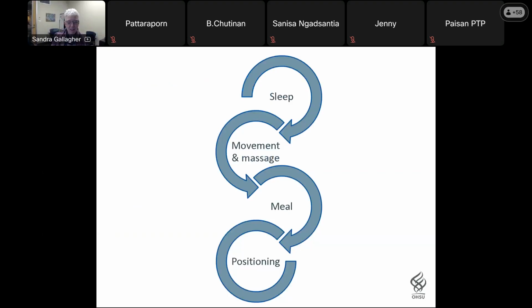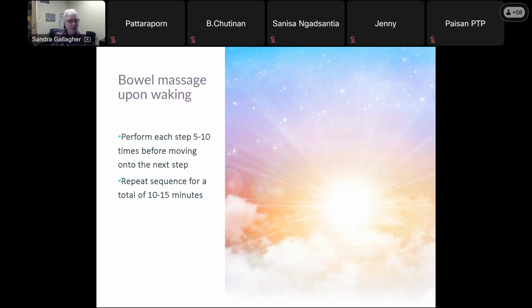So generally, although bowel massage can be helpful at any time of the day, if people typically have their bowel movement in the morning, doing the bowel massage when people wake up is a good time to do it. This should take about 10 to 15 minutes, 5 to 10 times each of the strokes that I'm going to show you here.